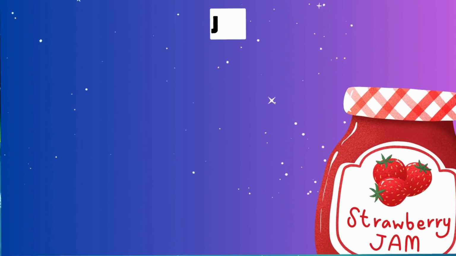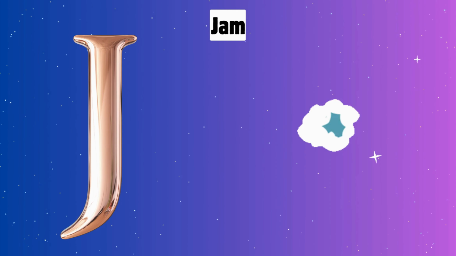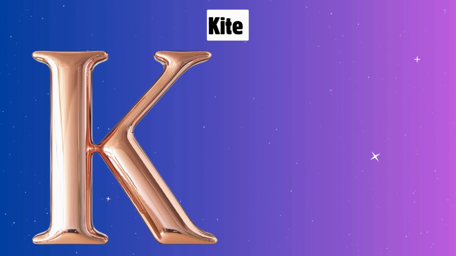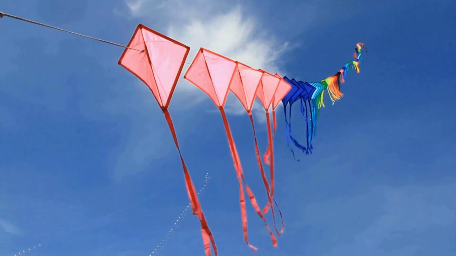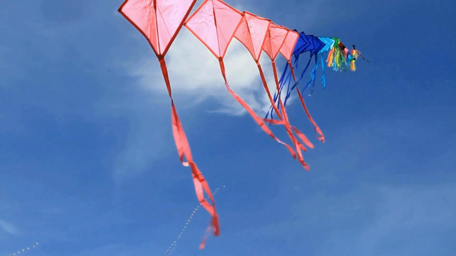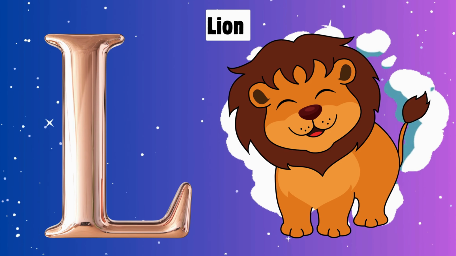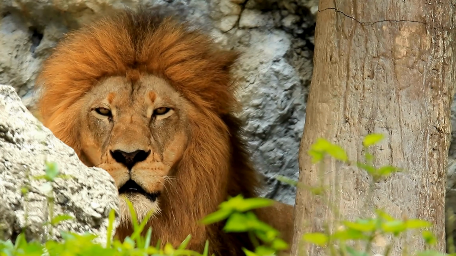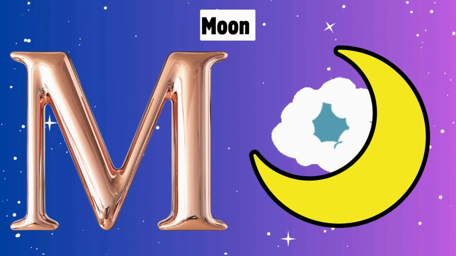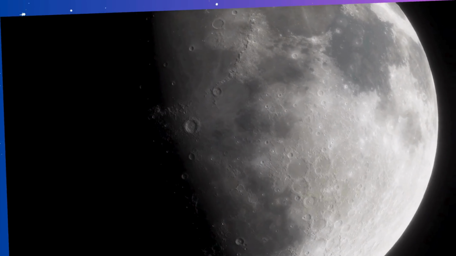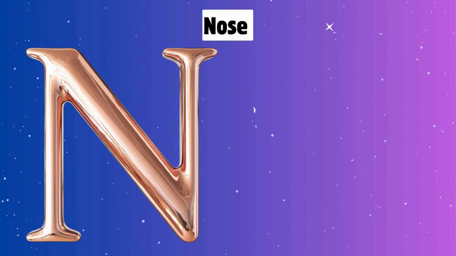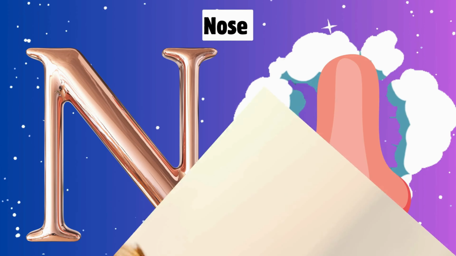Igloo. J is for jam, jam. K is for kites, kites. L is for lion, lion. M is for moon, moon. N is for nose, nose.